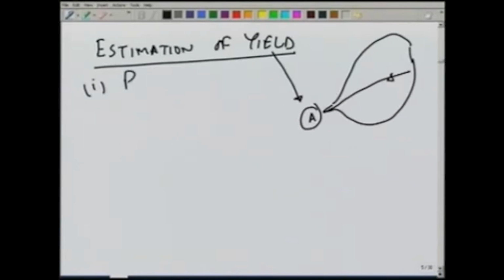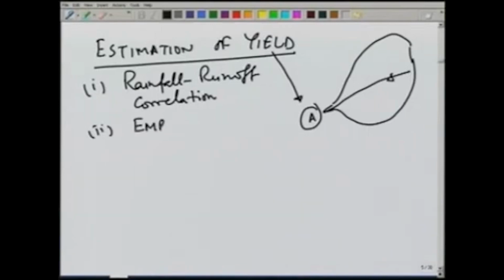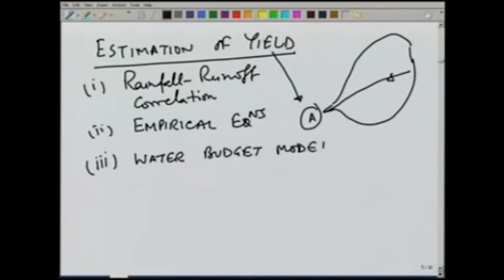In that case, either we have to use some synthetic hydrograph to obtain the yield, or there are some methodologies which can be used, which may be written as rainfall runoff correlation, or we can use some empirical equations, or if data is available and of a very good quality, sometimes people have used water budget modeling to estimate the runoff given the catchment properties.